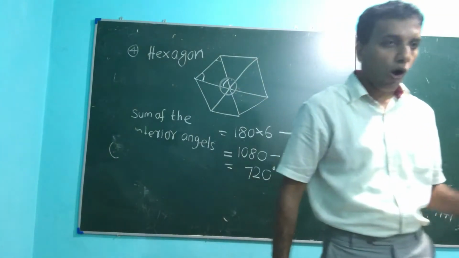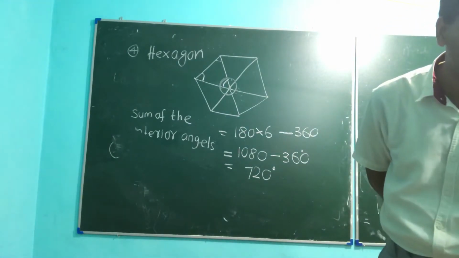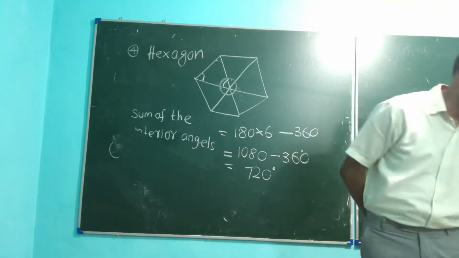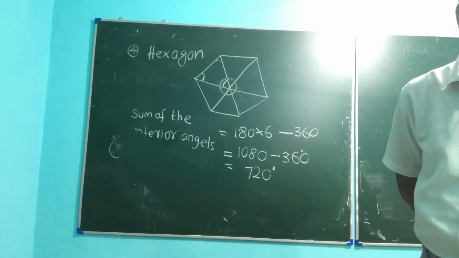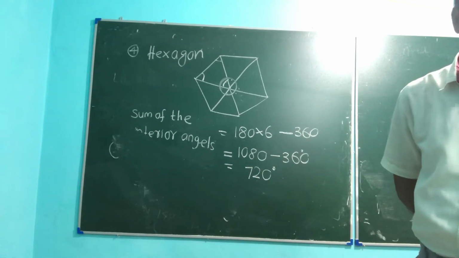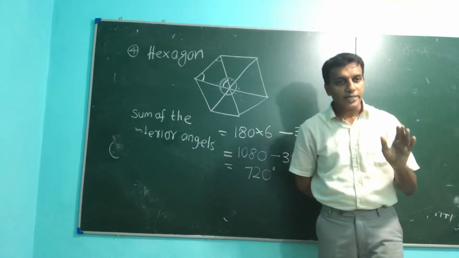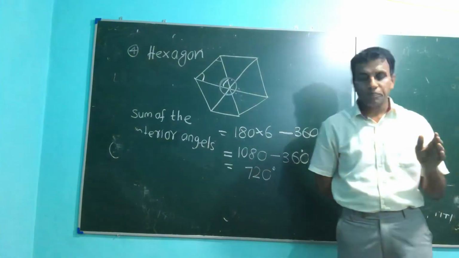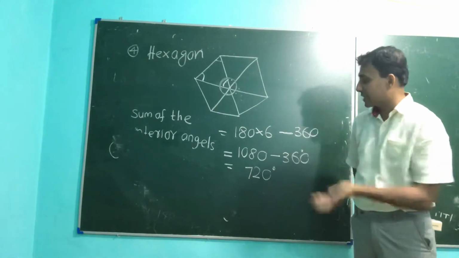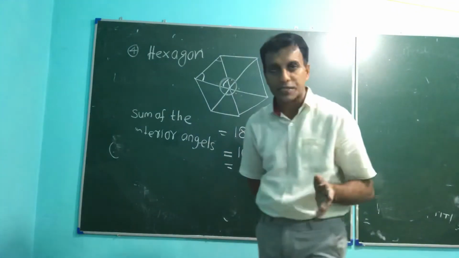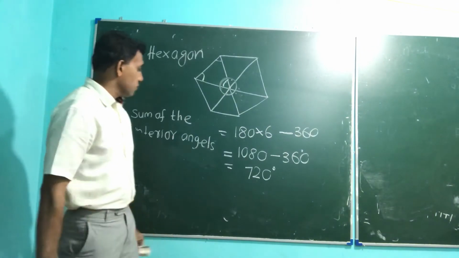For a hexagon, the sum of all the interior angles is 720 degrees, right? Therefore, you know, triangle angle sum 180, quadrilateral 360, pentagon 540. And hexagon 720 degrees, all the interior angle additions, right? Okay, then we move to the fifth diagram.